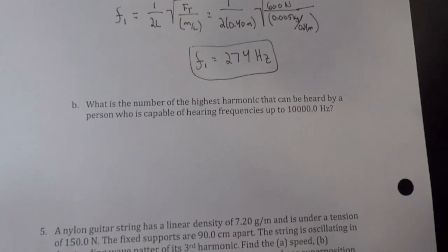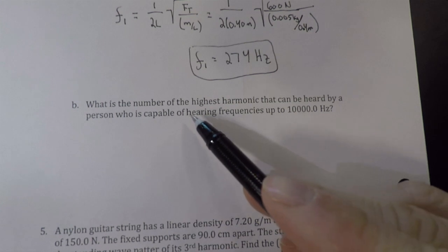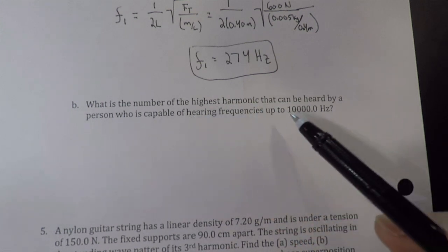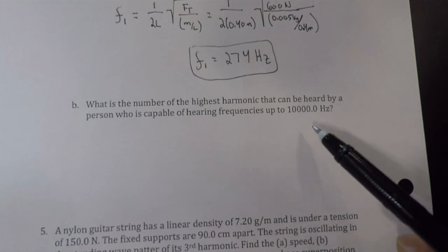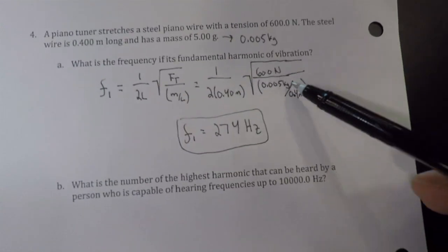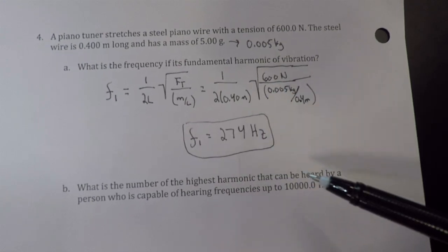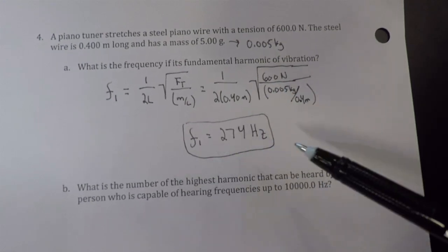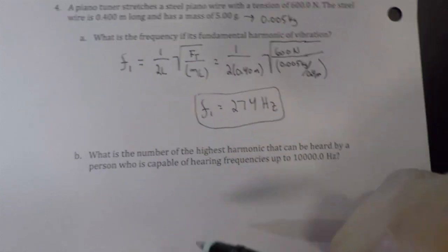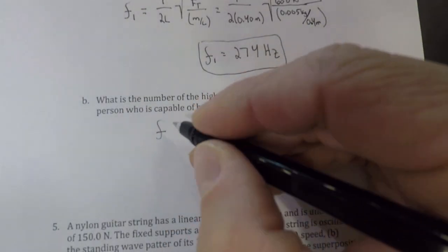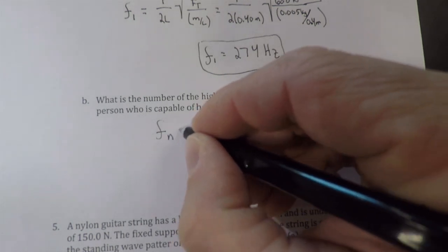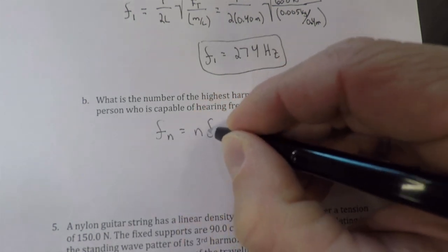So the second part of this problem asks me what number is the highest harmonic that can be heard by a person who is capable of hearing frequencies up to 10,000 hertz. So what's the highest harmonic? It's the same problem, the same piano string. So this is the fundamental, but there are higher notes that can be played as well. Since I know the fundamental, I'm going to use that to help me do the second part. The frequency of the nth harmonic is equal to n times F1.